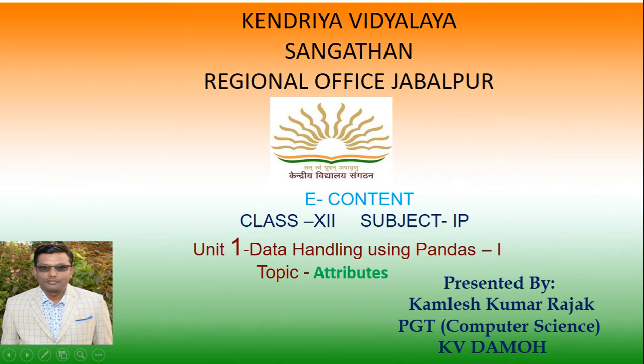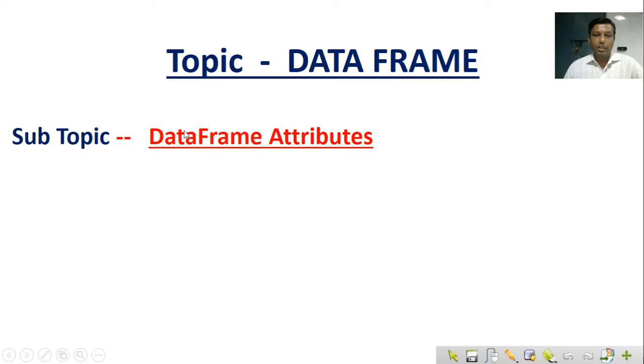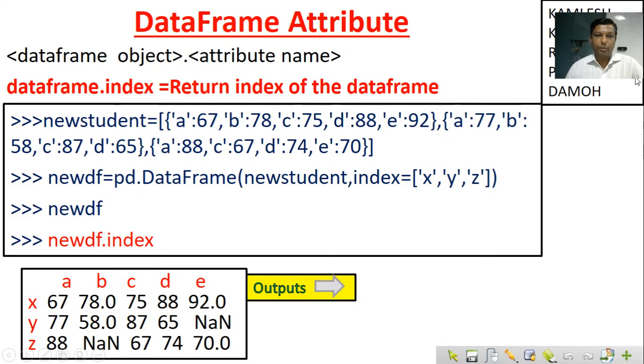Today we will discuss attributes in data frame. Here we discuss data frame attributes. For data frame attributes, we write the data frame object, dot, attribute name, and it will give some value.